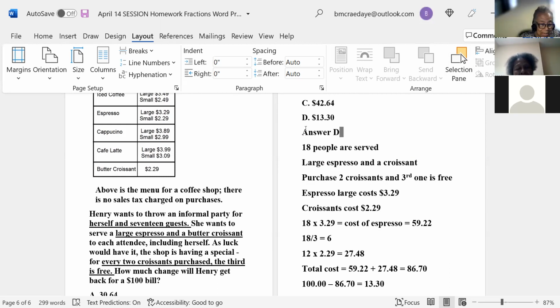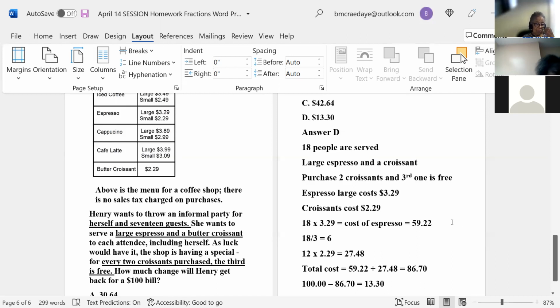So you had to write down what was given, and then you could find what they asked for. Vanessa said 18 people served. So you have to establish the total number of people served. They told you what they're serving: a large espresso and a croissant. For the espresso, there are no discounts, so you just multiply 18 espressos times 3.29, the cost of 1 large espresso.